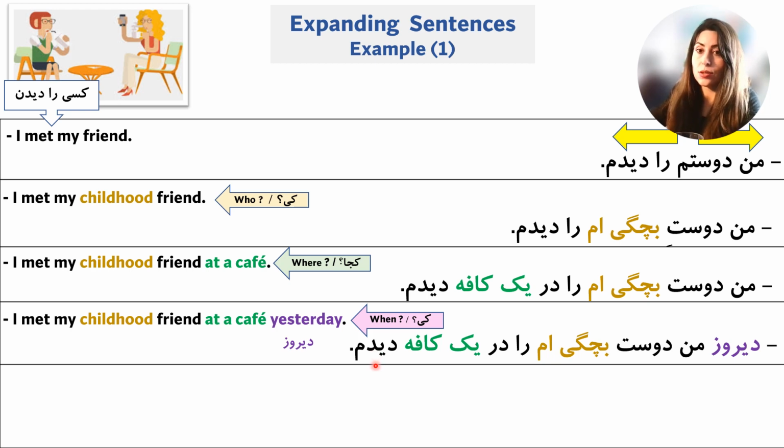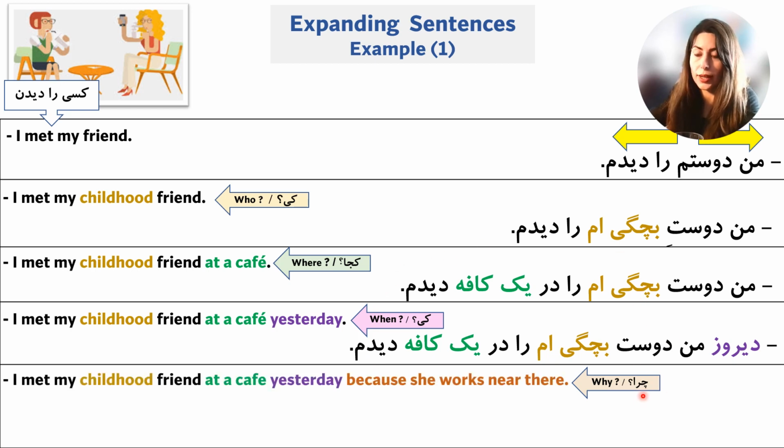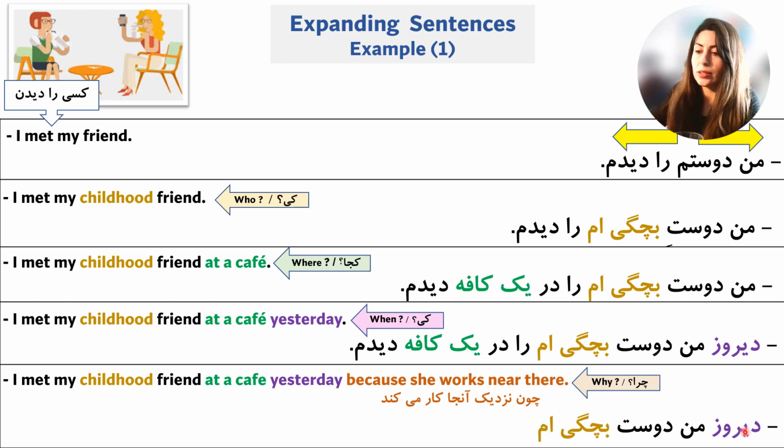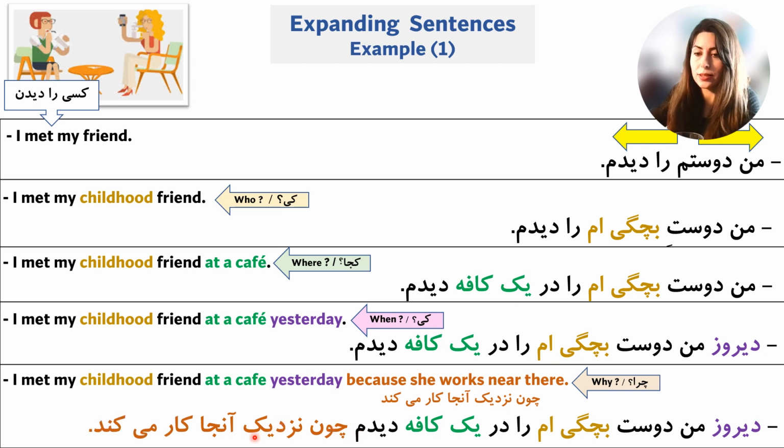Now let's stretch it out even more by adding a dependent clause. So we can ask like چرا, why. And here is the dependent clause, because she works near there. چون نزدیک آنجا کار می کند. دیروز من دوست بچگیم را در یک کافه دیدم چون نزدیک آنجا کار می کند.